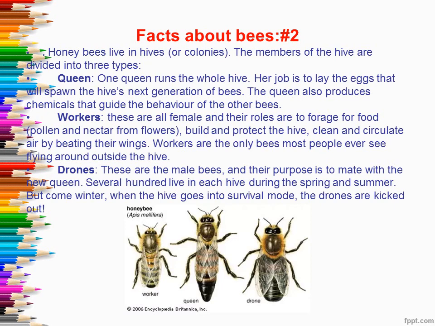Drones. These are the male bees, and their purpose is to mate with the new queen. Several hundreds live in each hive during the spring and summer, but come winter, when the hive goes into survival mode, the drones are kicked out.